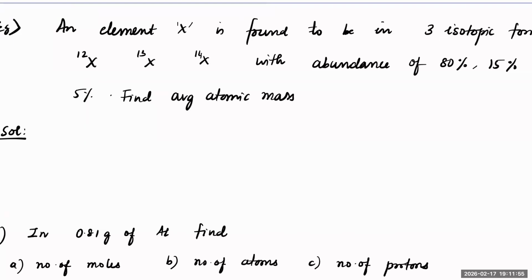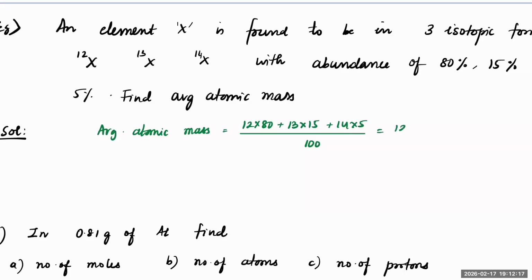So I can write average atomic mass is equal to 12 cross 80, 13 cross 15 plus 14 cross 5, upon 100. Is that what you got? Yes. So I think this is coming approximately 12.25 if I'm not wrong. Yeah, that's right. Very good.